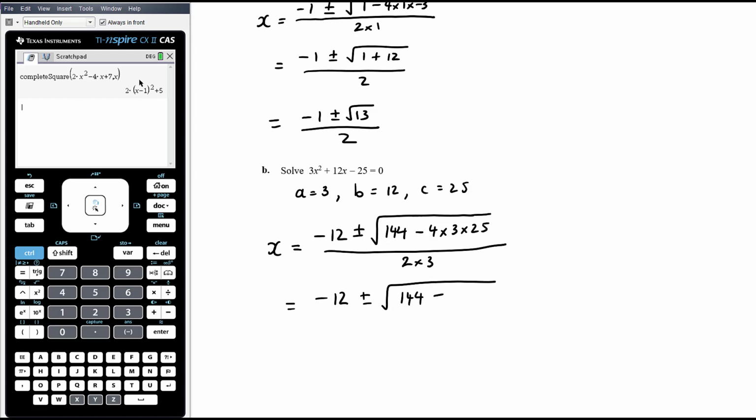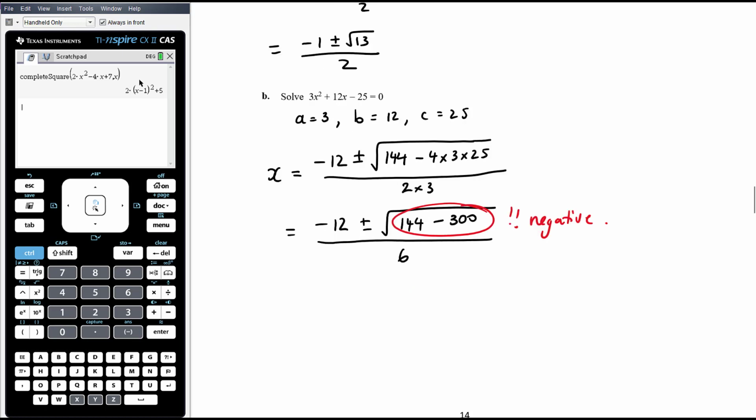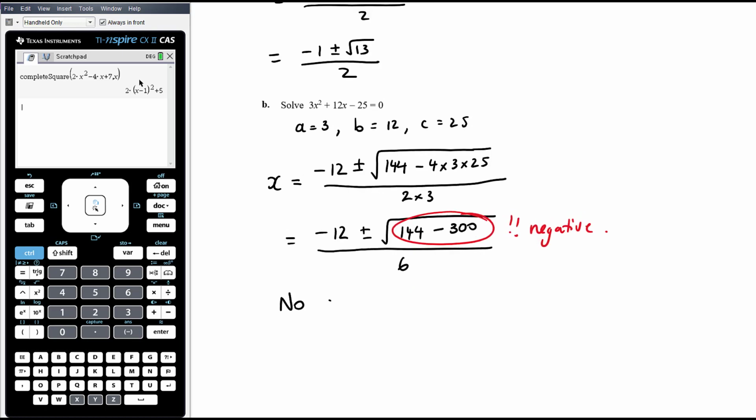144 minus, now again, 4 times 3 is 12, and then 12 times 25, now that's a bit complicated. Be flexible about your number work. 4 times 25 is 100, 100 times 3 is 300. So again, flexibility is really important. Now, this is a problem in here, because 144 minus 300 is going to be negative. You can't square root a negative, and so therefore this equation has no solutions. But we don't know that until we try to solve it.